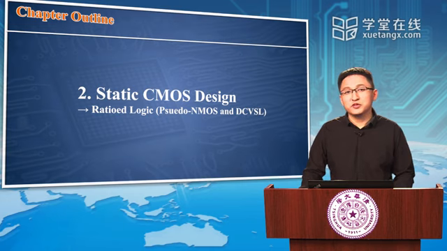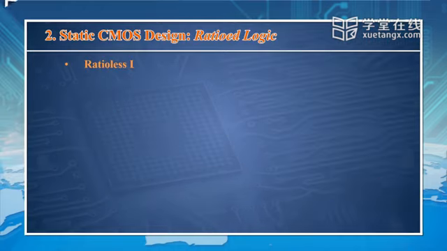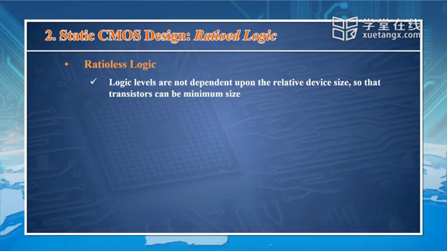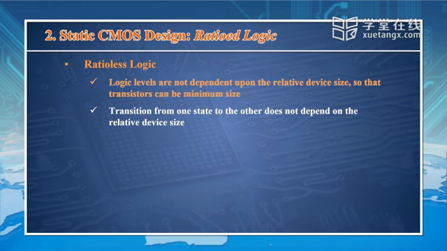Next, I'd like to introduce the ratioed logic, including pseudo-NMOS and DCVSL, differential cascode voltage switch logic. I will give you a review of ratioed logic. Still remember, I told you in my previous lecture, the logic levels are not dependent upon the relative device size, so that transistors can be minimum size. And also transition from one state to the other does not depend on relative device size. That is the definition of ratioed logic.